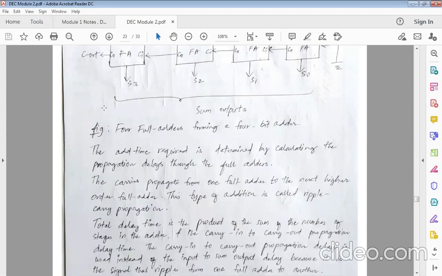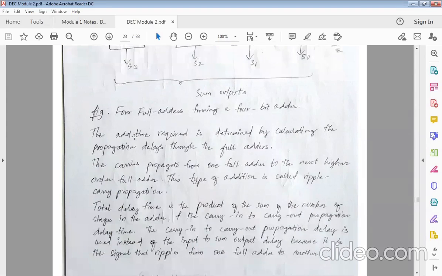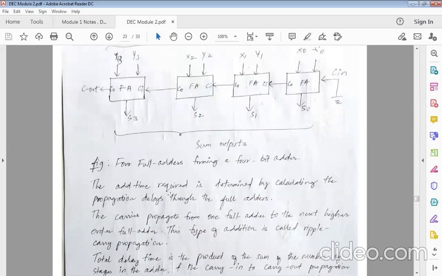Okay, fine. The carry propagates from one full adder to the next higher order full adder. This type of addition is called ripple carry propagation. Now I think all of you are aware of the word ripple, right? Where have we come across this kind of word, ripple?